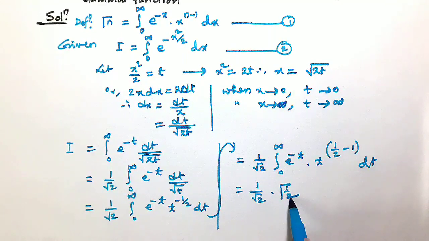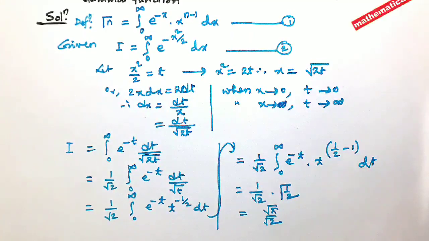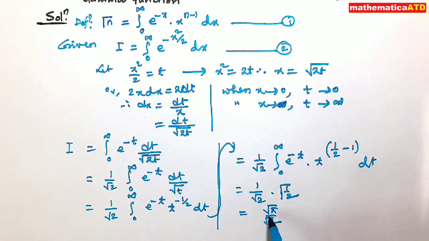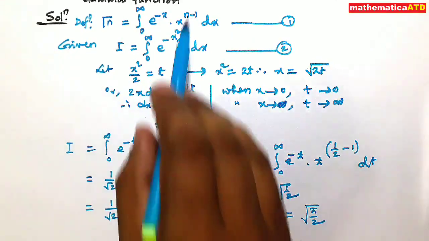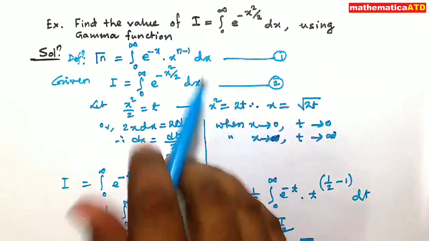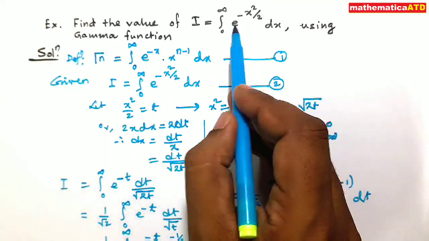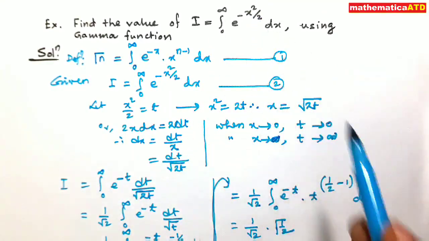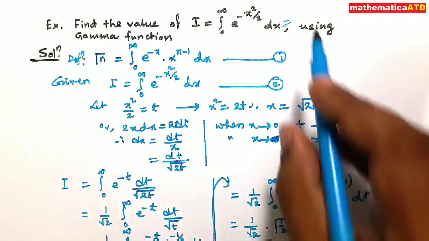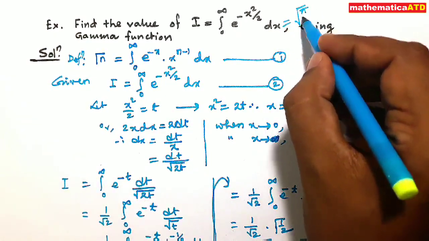So what is gamma half? In the last video we already saw that gamma half is equal to root pi. So friends, the result is root pi divided by root 2, that means root pi upon 2 under the whole root. Hence the result: I is equal to integration 0 to infinity e to the power minus x square by 2 dx, so the result is root over pi by 2.